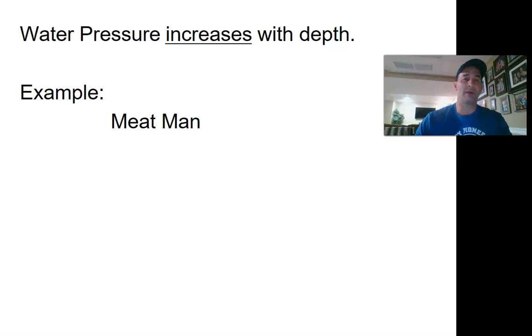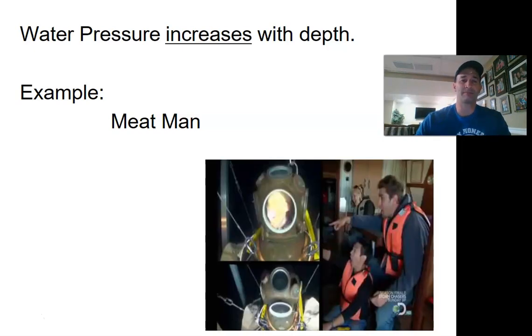Okay, Meat Man. Meat Man is a fake person created by Mythbusters, and they send Meat Man 300 feet down in a pressurized suit into the ocean, where the pressure is 135 psi. That's like 9 times greater than normal. And then they cut the pressure, and they see what happens when all that pressure pushes in on Meat Man. We'll be talking about that later on this week. There's Meat Man.